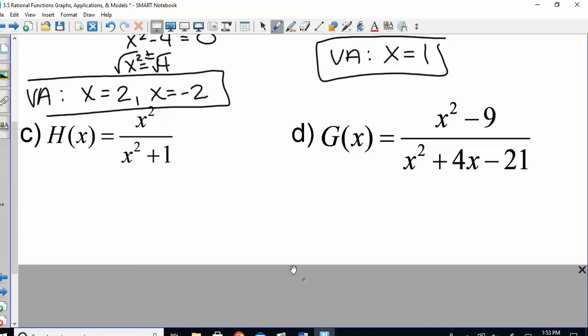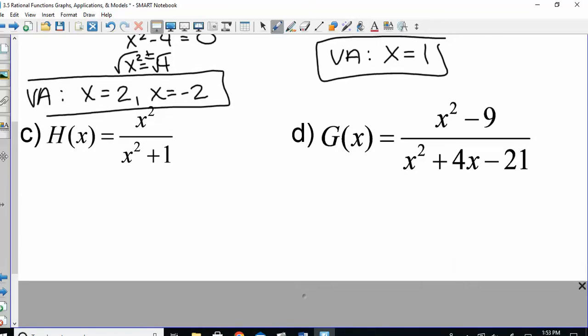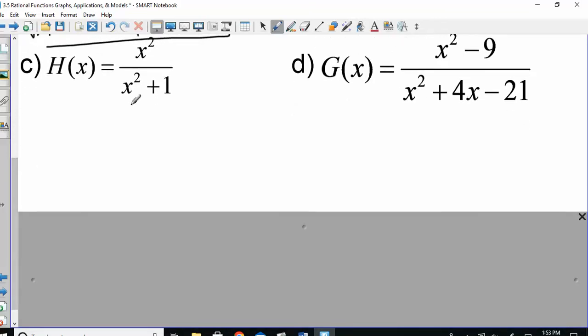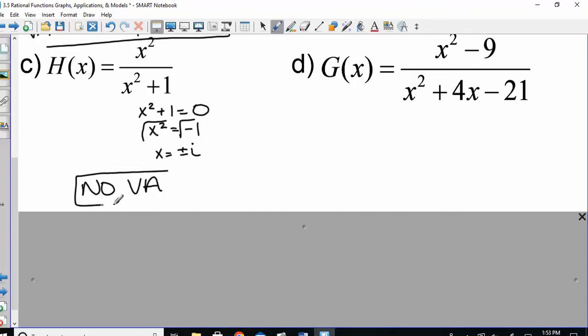C. We need to know what makes x squared plus 1 equal 0. So that's saying x squared is negative 1. So what do we get? Can we graph it? So for our purposes, this means that one has no vertical asymptote.